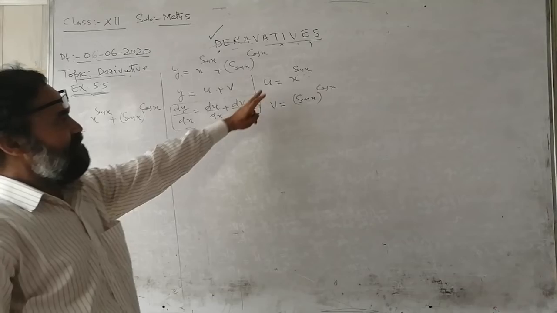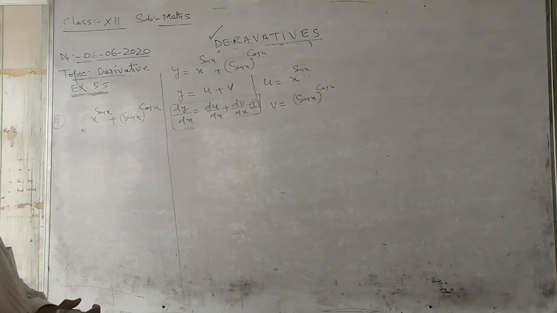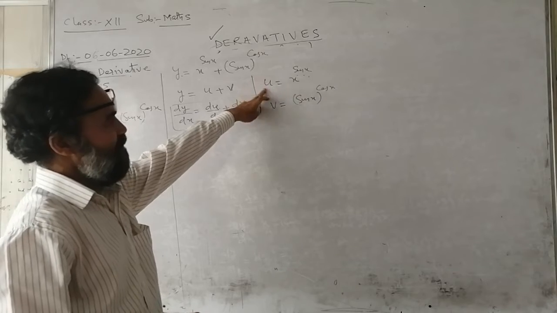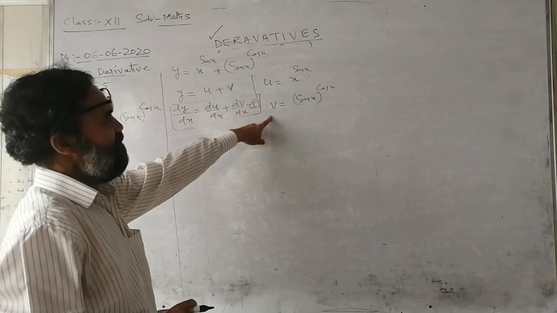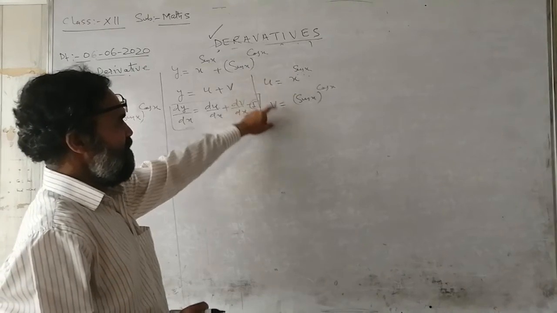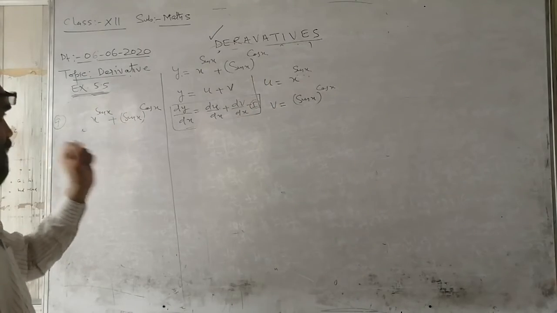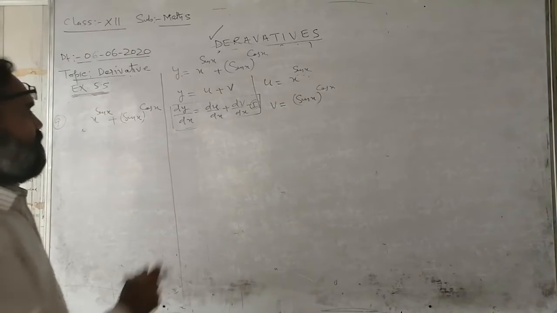Now from here I will find the value of du upon dx and dv upon dx, and after finding these two values I will substitute them there. So that is the final result.